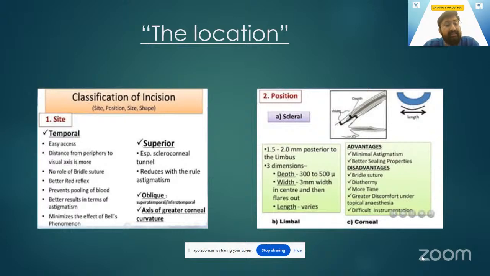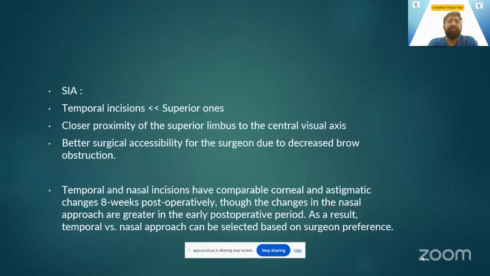They usually have 3 dimensions, which we talk about. They're 3 mm wide in the center, and then they end up flaring out. The others are limbal, which we will discuss further, and the third ones are the corneal ones. One thing I felt it better to cover in this sequence is the surgically induced astigmatism.